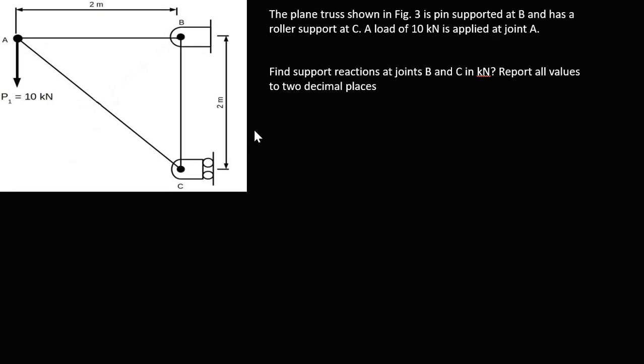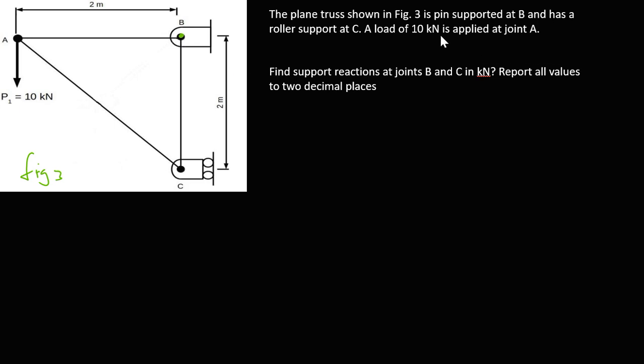Let's look at the equilibrium question that we have on screen. It reads, the plane truss is shown in figure 3. Of this figure 3 that I didn't show here. Pin supported at B. Here at B it is pin supported.